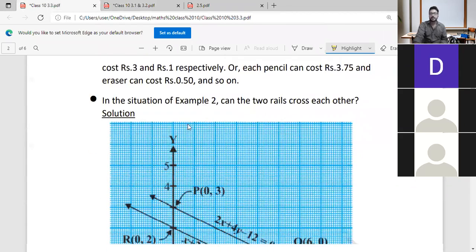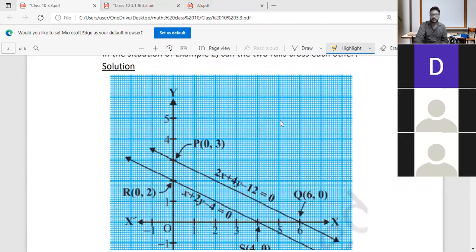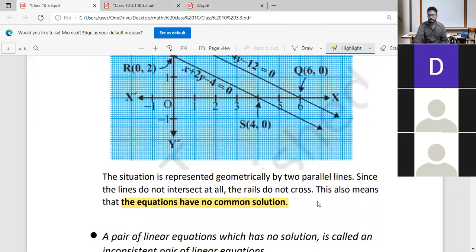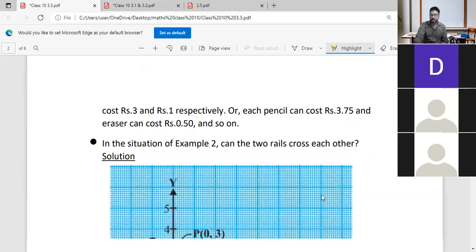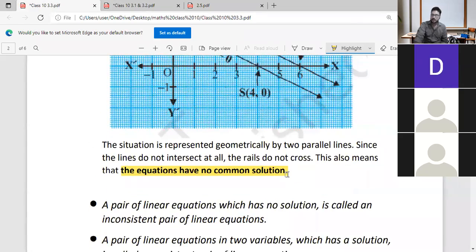We will see. See, this was the case, and it is represented geometrically by two parallel lines. Since they do not intersect at all, like rails that do not cross, this means that the equations have no common solution. Clear? Yes, sir.